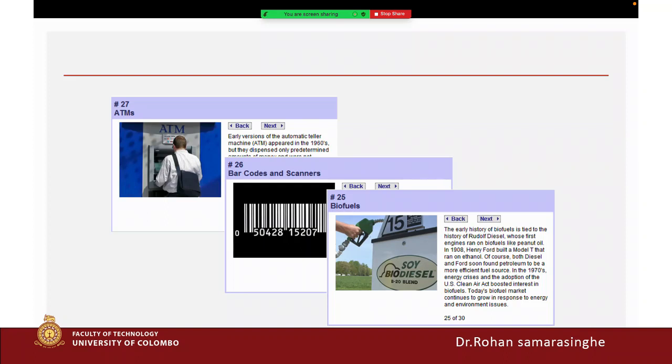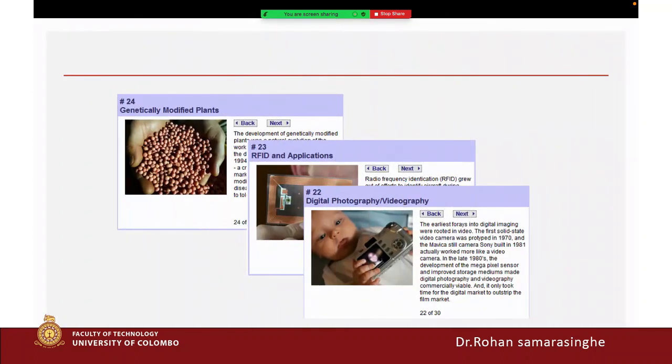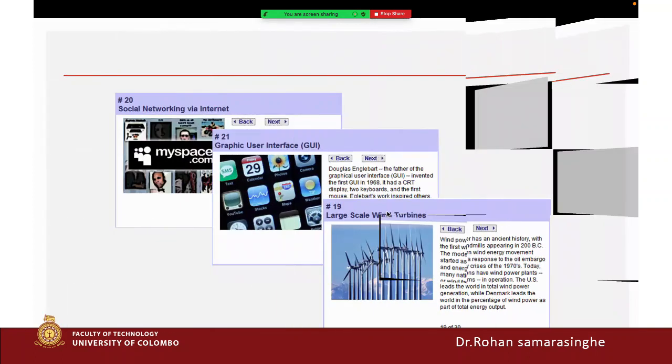And barcodes and scanners are also the same. Biofuels, that is in engineering. Genetically modified plants, actually agriculture technology. And RFID applications are related to ICT once again. And digital photography is also ICT.